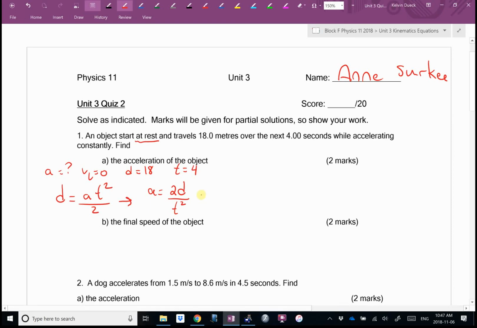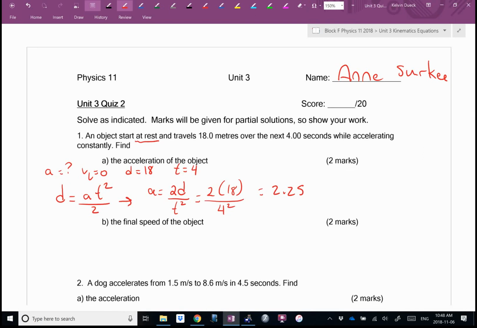It's going to be 2 times 18 divided by 4 squared. What's that, Chris? You want me to try and do this in my head? It's going to be 36 over 16. Divide by 4, divide by 4. It's going to be 9 over 4. Is it 8.25? No, 2.25? Double check me, is it? Yeah. 2.25. Final units. It's an acceleration.